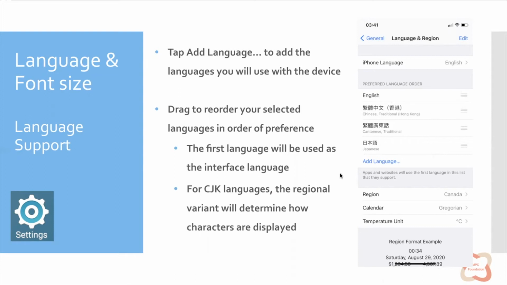Yeah, so you can drag to reorder your selected languages in order of preference. The first language at the top, like in this case English, will be the one used as the interface language, so the language that your phone is in. And for Chinese, Japanese, and Korean languages, the regional variant, like Canada, will determine how characters are displayed. So that'll change depending on where you are.